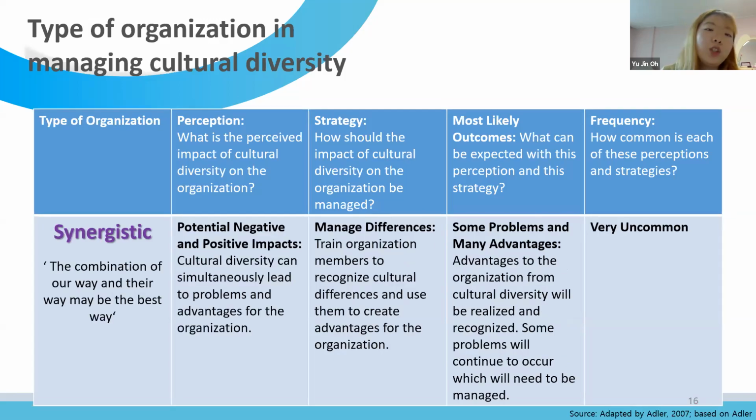And finally, this is the synergistic approach, which is very uncommon, in which the combination of our way and their way may be the best way. In the synergistic aspect, please remember that they do not emphasize only positive impacts of cultural diversity. They also think that cultural diversity can simultaneously lead to problems and advantages for the organization. Also in management, they train organization members to recognize cultural differences and use them to create advantages for the organization. Of course, as I emphasized before, there may be some problems as we talk about the disadvantages and advantages, right? But they will receive many advantages from cultural diversity, which is realized and recognized.